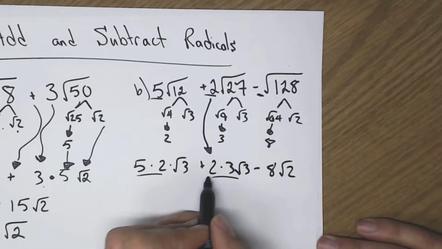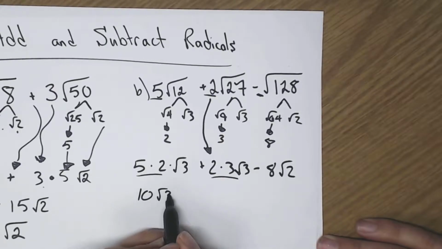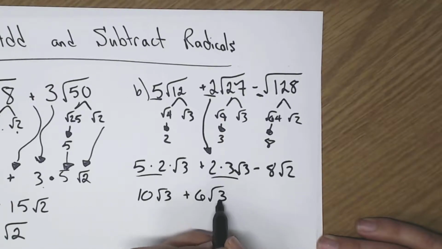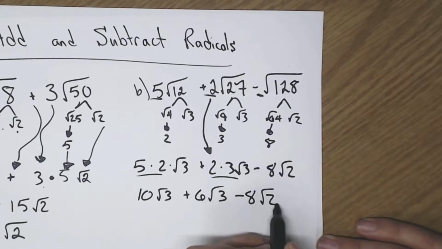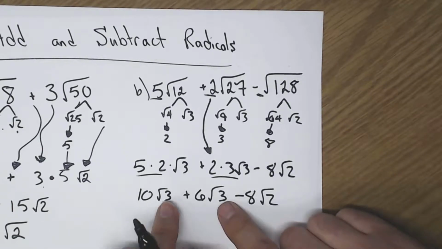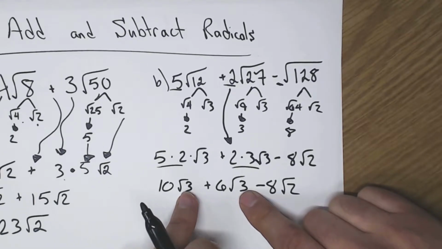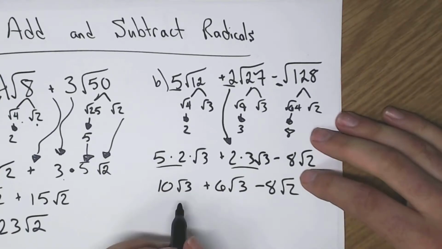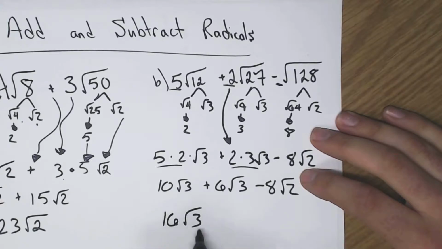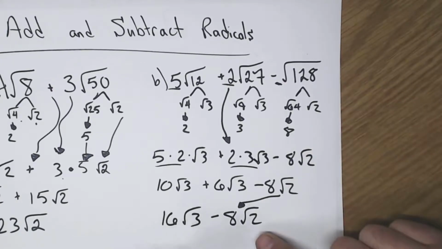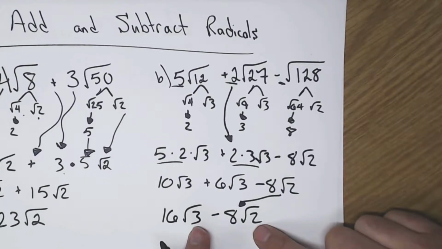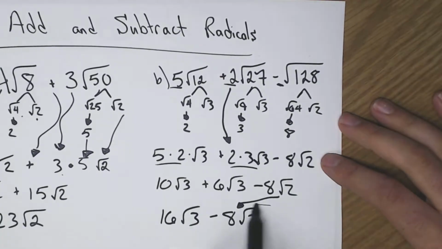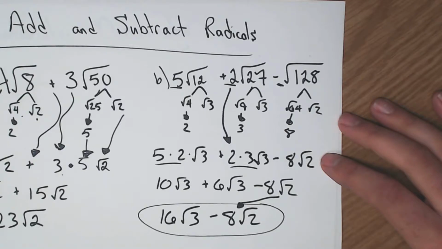Simplify these front terms. So we have 10 square root of 3 plus 6 square root of 3 minus 8 square root of 2. These two are the same: square root of 3 and square root of 3. So I can add their front numbers together. 16 square root of 3. Just bringing this one down. Square root of 3 and square root of 2, are they the same? Nope. So I've got to leave it as is.